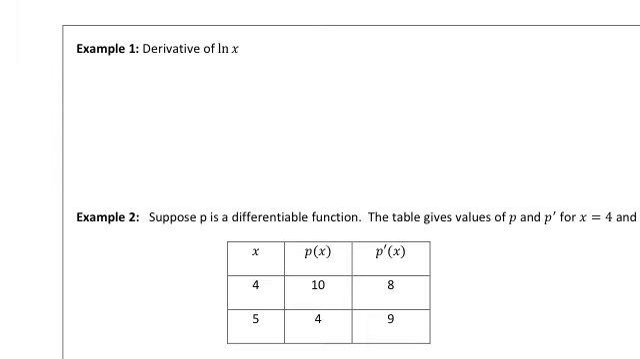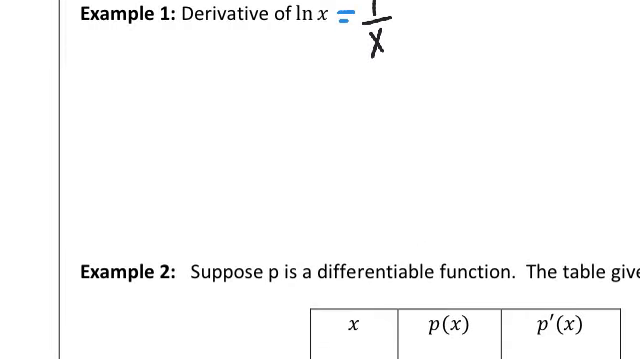So in the last lesson, you learned that the derivative of ln x is equal to 1 over x. I want to take a minute to prove that to you using what we just learned about inverses. So we know that e to the x and ln x are inverse functions.